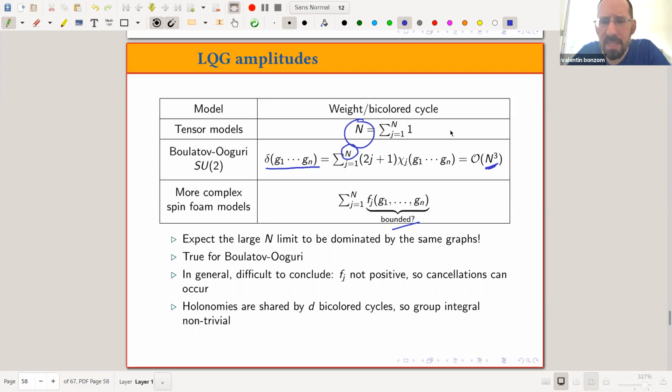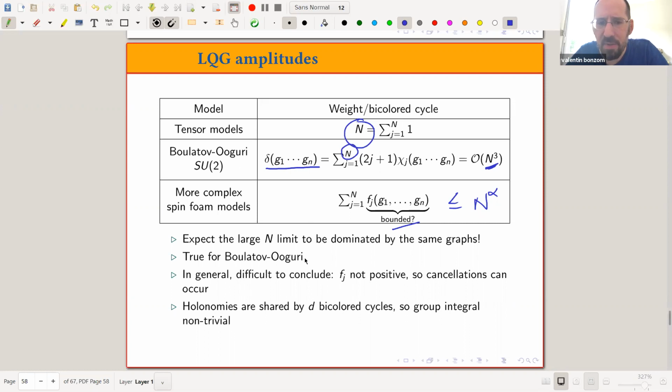So what I want to say with this table is that basically everything behaves similarly. If you look from far away, you have N here, N to the 3 here, and maybe if this is bounded, then there is some N to the alpha. So it means that even if you don't have a tensor model or a Boulatov theory, but a more complex spin foam model, you still have some sort of heavy weights on the bicolor cycles. So in 3D, these will be the edges.